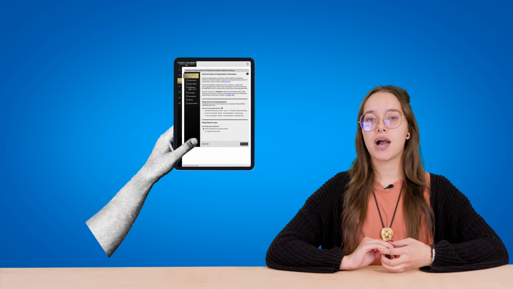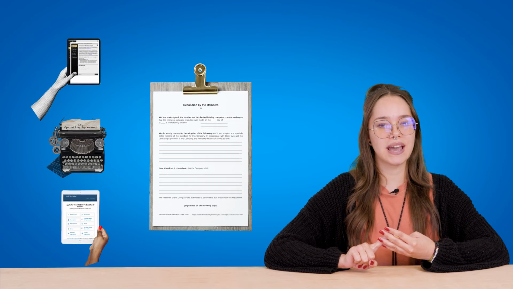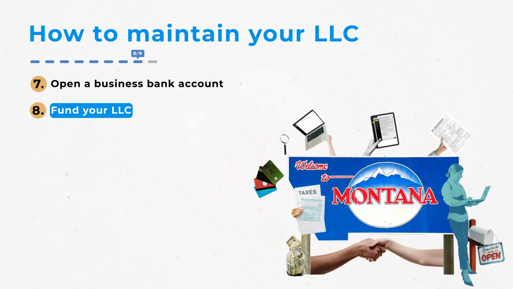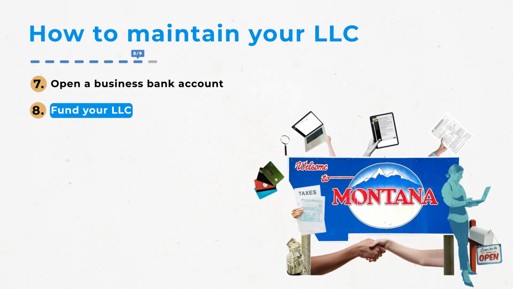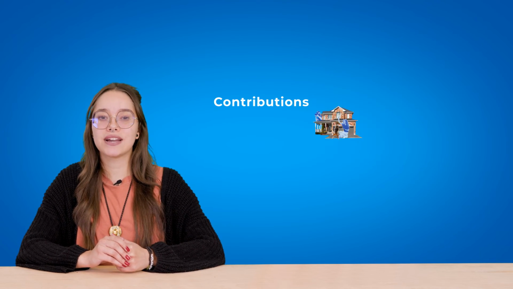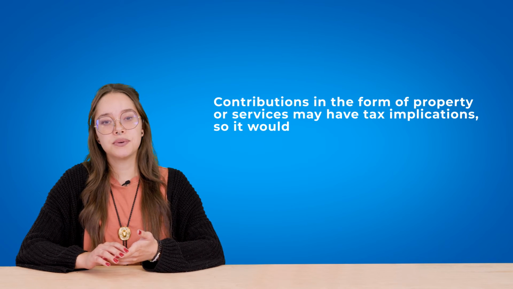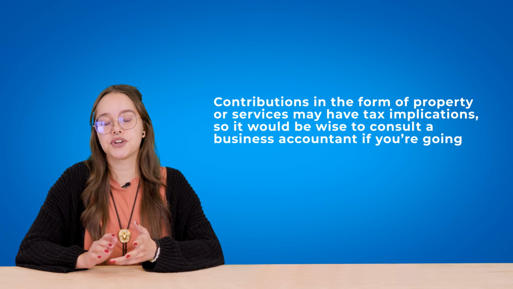Let's go over what you should typically bring with you to the bank. You should bring a copy of your Montana Articles of Organization, Operating Agreement, EIN, and an LLC resolution to open a bank account if your LLC has more than one member. Once you have your business bank account, it's time to fund your LLC. That brings us to step 8. Members usually make their initial contributions by writing a check to the LLC's bank account, but they can also provide the LLC with property or services. It's worth noting that contributions in the form of property or services may have tax implications, so it would be wise to consult a business accountant if you're going that route.